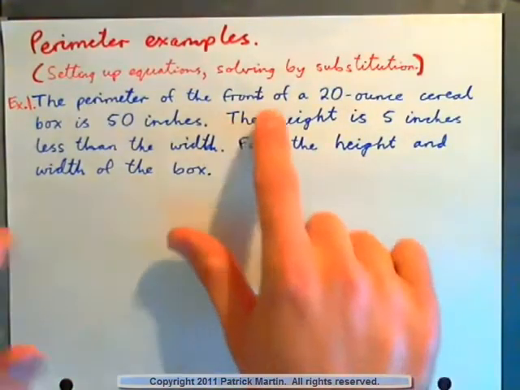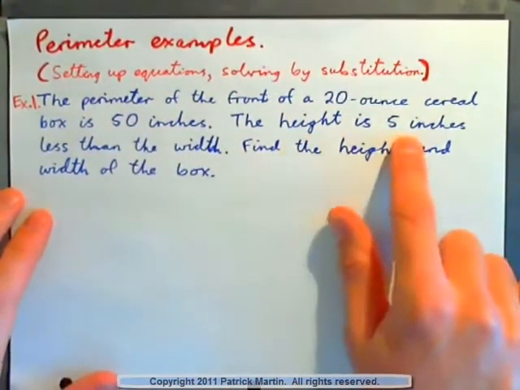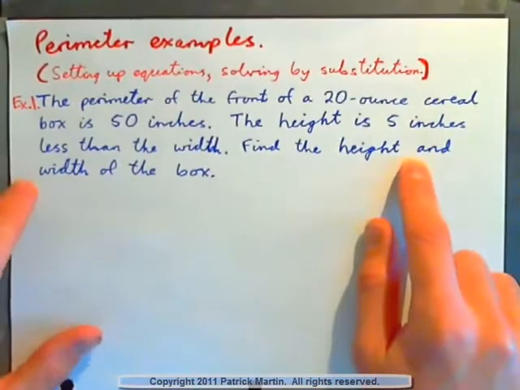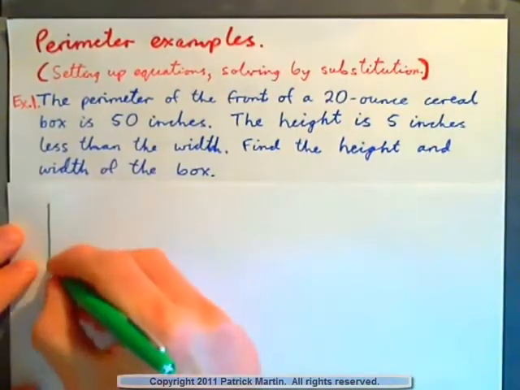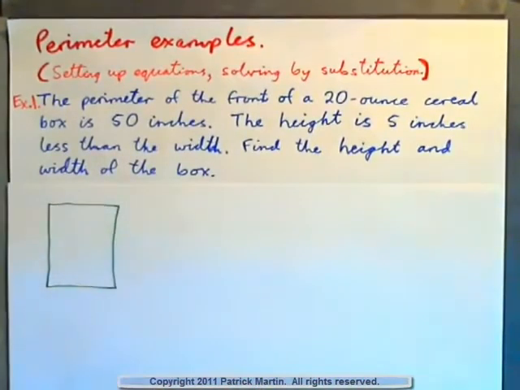The perimeter of the front of a 20-ounce cereal box is 50 inches. The height is 5 inches less than the width. Find the height and the width of the box. Okay. So, first of all, we need to understand what perimeter is. Okay, so it's great to draw a picture. I mean, everyone can draw a picture. Look, that's not hard, so please do this. Not a big deal. There's the box, right?